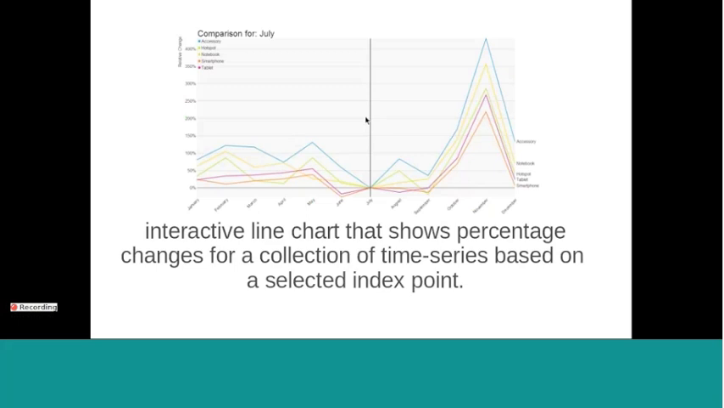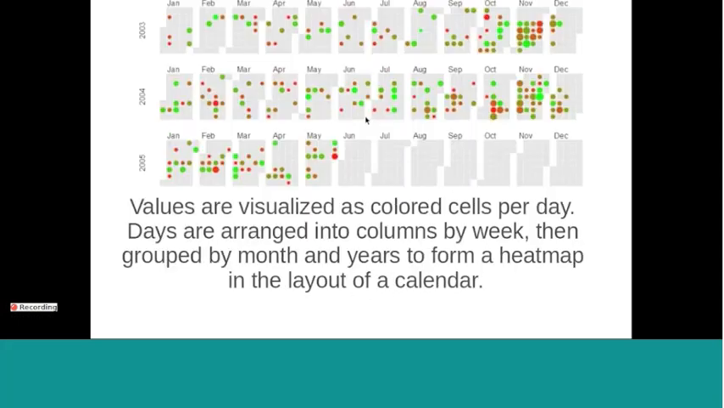Next is calendar. As the name says, the values are visualized as colored cells per day. Days are arranged into columns by week, and then grouped by months and years to form a heat map in the layout of a calendar. So you can distribute your sales over time. I know there are many other charts that do the same thing, but this is specifically to show it in a calendar format.